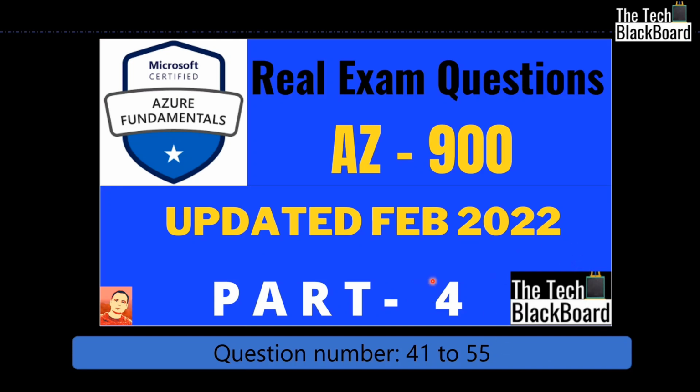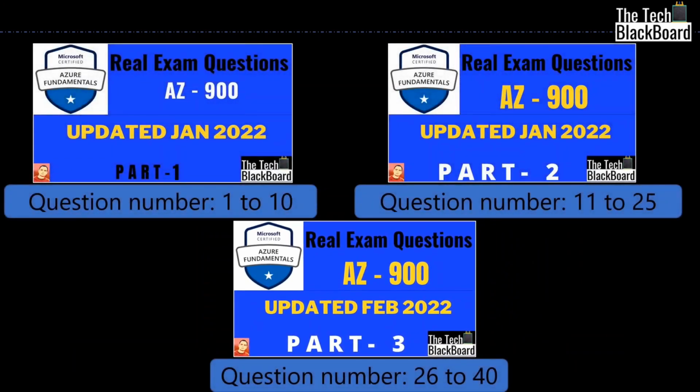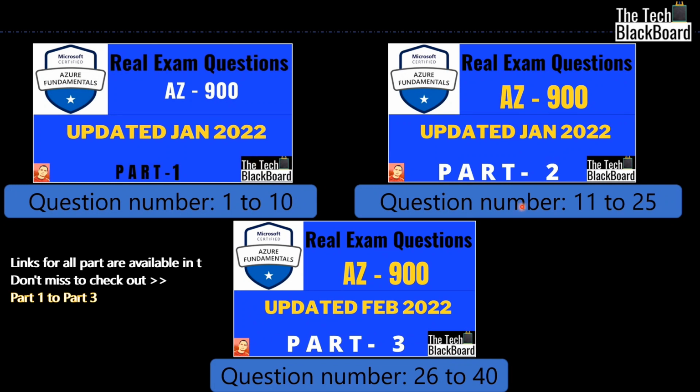This is part 4 of our AZ-900 real exam question and answer series. Today we are going to cover questions 41 to 55. In the earlier series, parts 1, 2 and 3, we have already covered questions 1 to 40. So 40 questions already covered, and today we are going to cover another 15 questions. So let's get started.